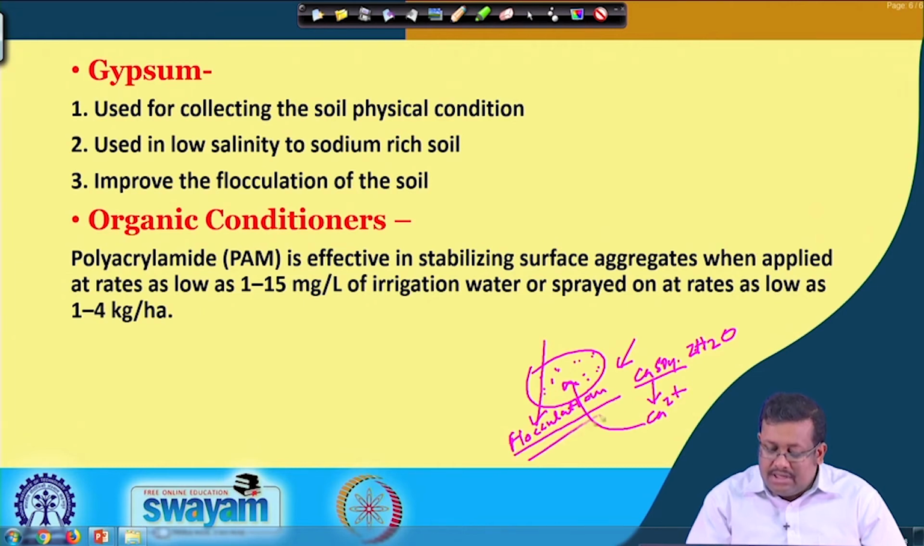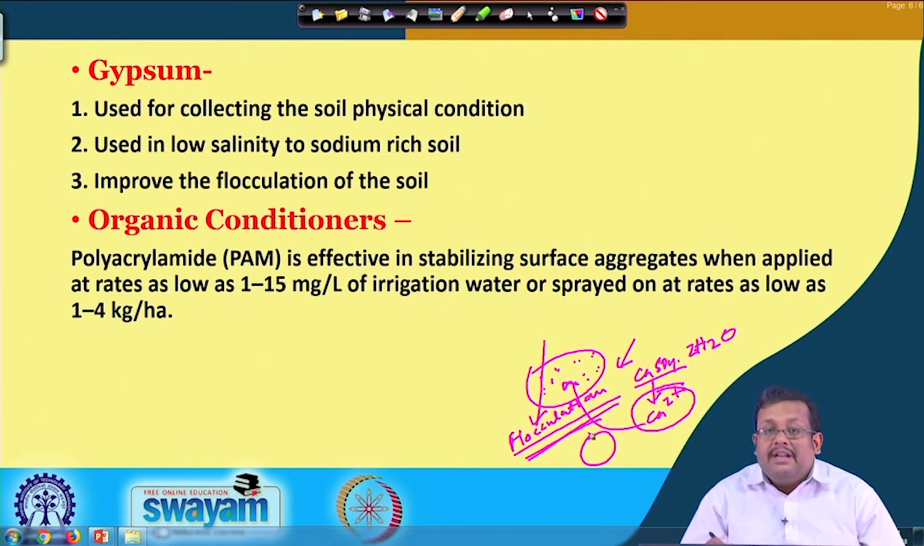And flocculation occurs due to aggregate formation, and this calcium which comes from gypsum basically helps in the flocculation condition. And remember that when there is flocculation, obviously the structures are stabilized and the favorable pores will be maintained, porosity will be maintained for proper movement of air and water for the growth of the crop. So these are important aspects.